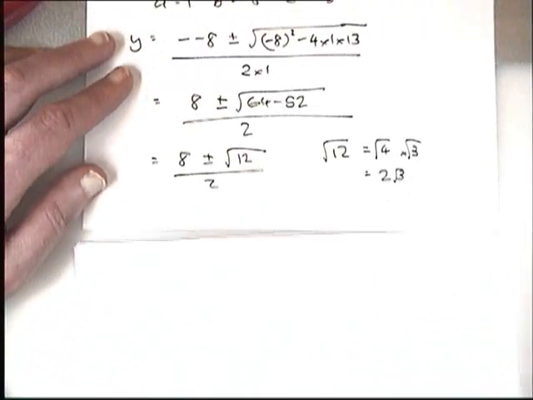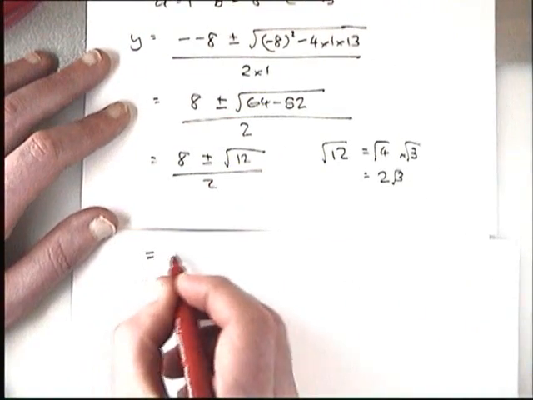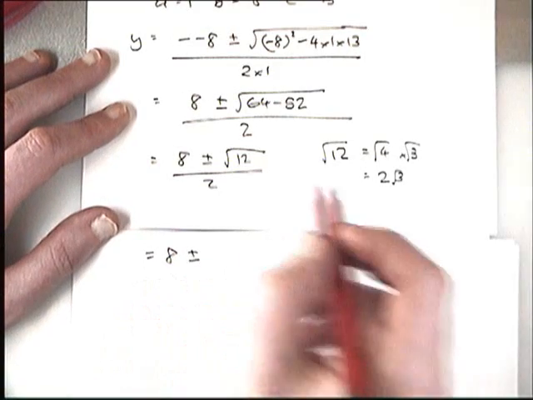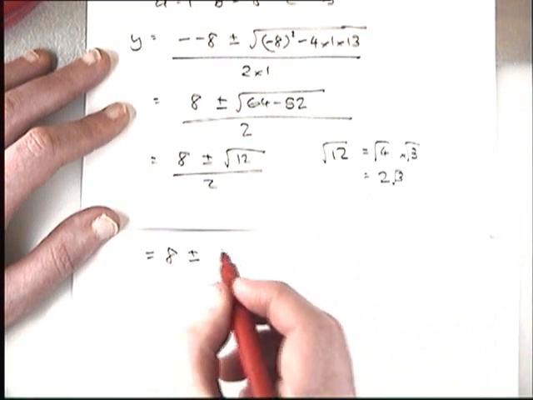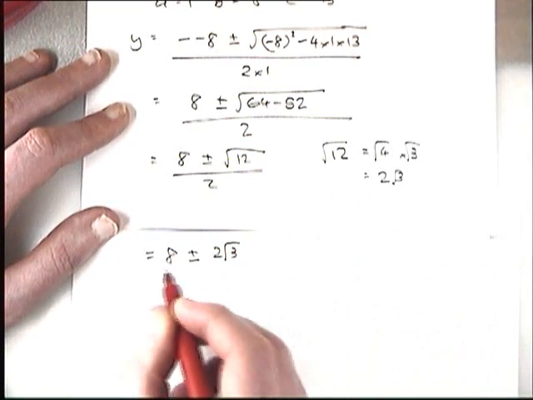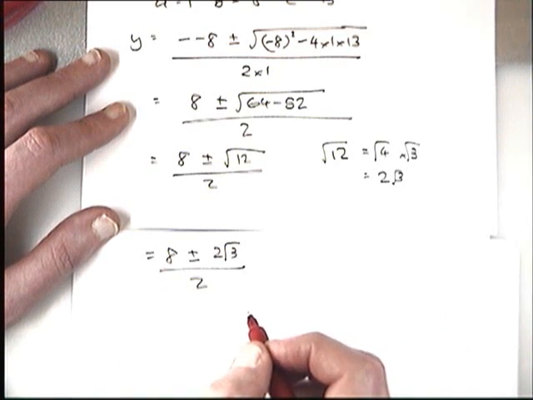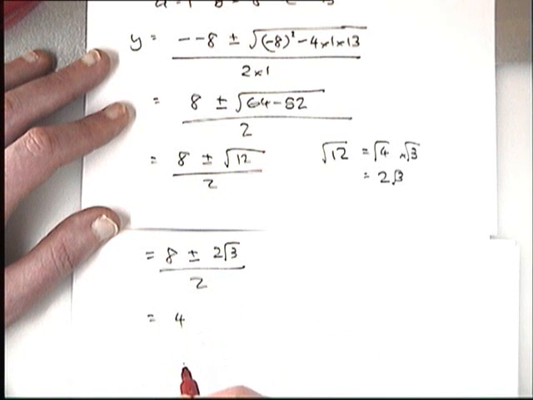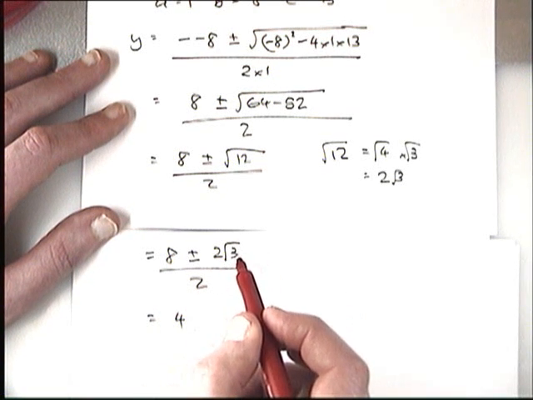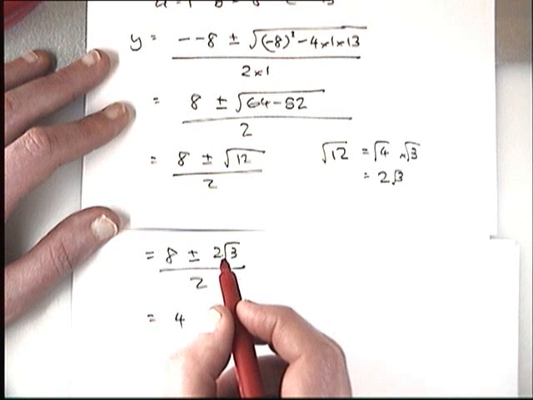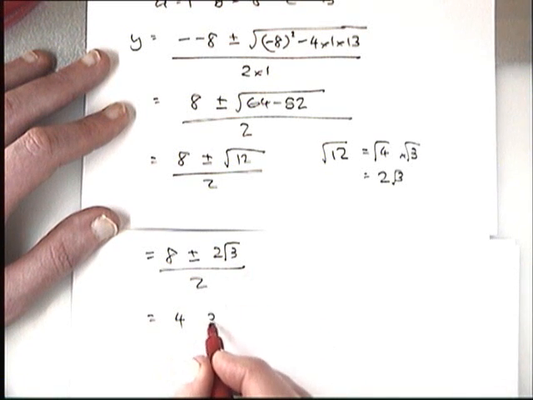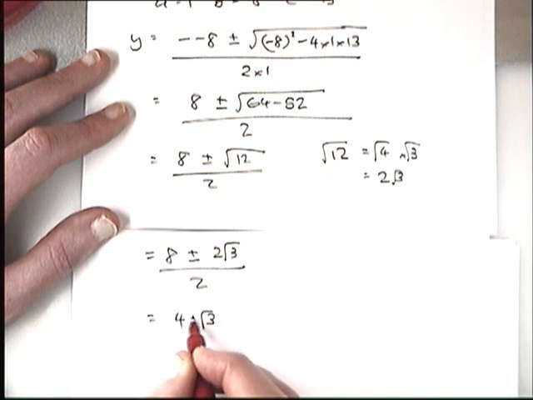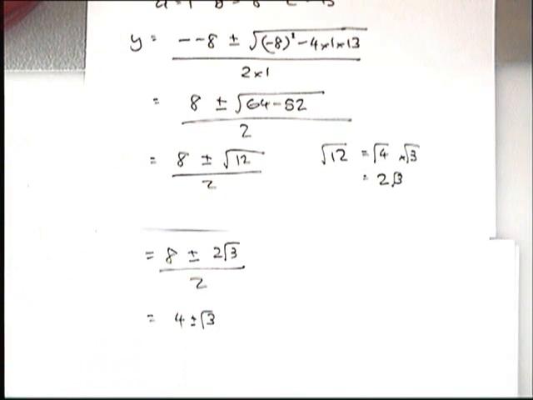So I can continue this question, and I can rewrite it as 8 plus or minus, instead of writing root 12, I can write 2 root 3, and it's all being divided by 2. That means the 8 is being divided by 2, which will give me 4, and the 2 root 3 is divided by 2. Well, that 2 and that 2 will cancel out, so I just get my root 3, and I've got my plus and my minus in there. So I've got 4 plus or minus root 3.